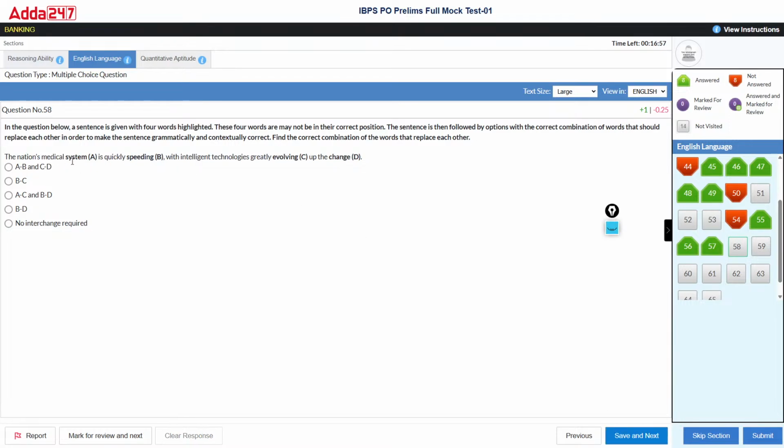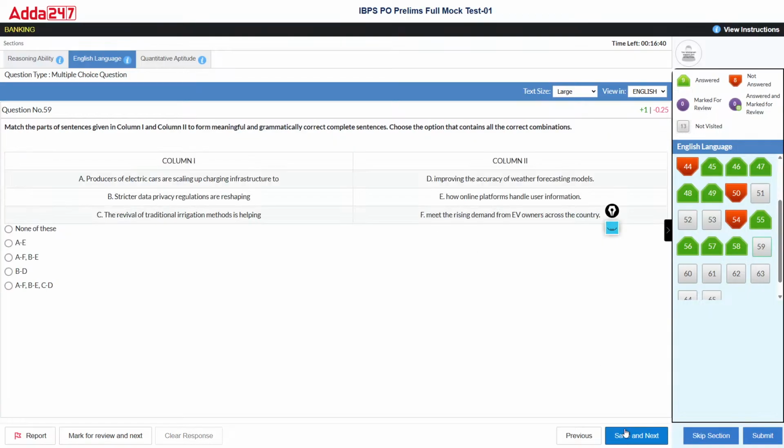The nation's medical system is quickly evolving with intelligent technologies greatly speeding up the change. So BC change.